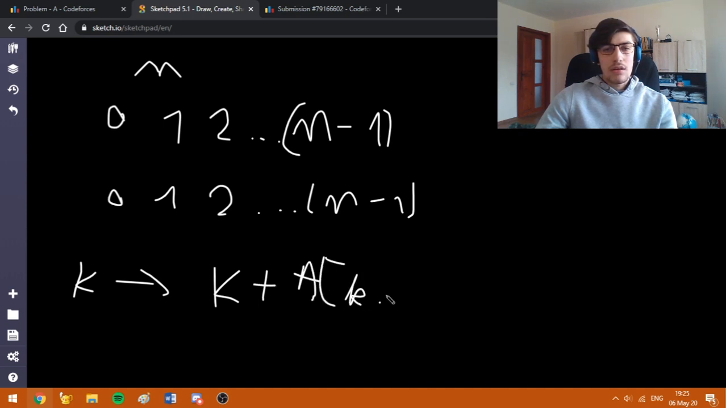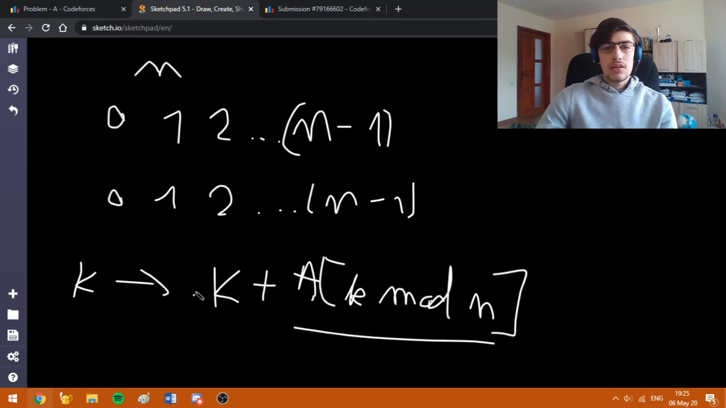And given the rule in the problem statement, as in k goes to k plus a of k mod n, all the positions with a given remainder are going to be at the same distance because this value will be the same and this is a different value at the beginning.